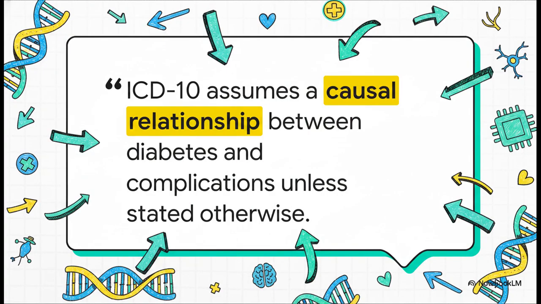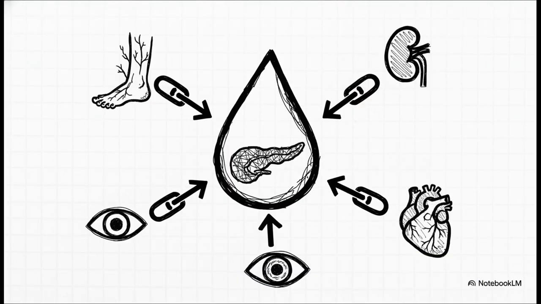Now, here is a CMS official guideline that is basically a massive shortcut for combination coding. ICD-10 assumes a causal relationship between diabetes and many documented complications unless the provider explicitly states otherwise. What does that mean for you? It means you do not need the provider to explicitly write out, the patient has neuropathy due to their diabetes. The system is literally built to do that heavy lifting for you, linking the systemic disease to the local manifestation by default. Just think about the bodily systems affected.